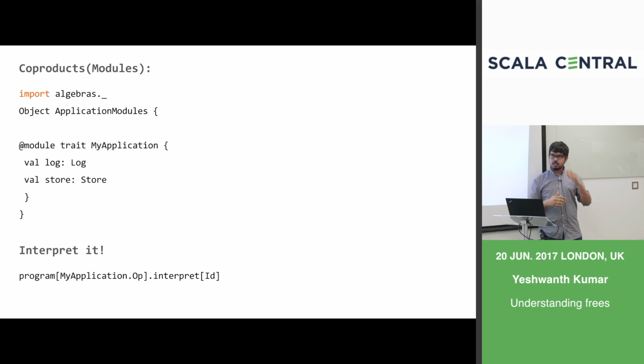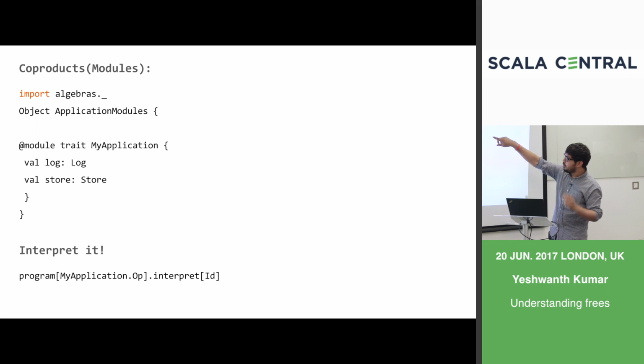So coproducts, I mean modules in Freestyle's context, means that you use all these algebras together and you compose a module, and you use that module when you're running your program. The thing is, you can compose modules from other modules and use them, right? And you don't have to really do the whole smart constructor or the coproducts. Everything is taken care of. All you have to do is write a module trait, the application, and then say log and store, or whatever you want to use, inside that.